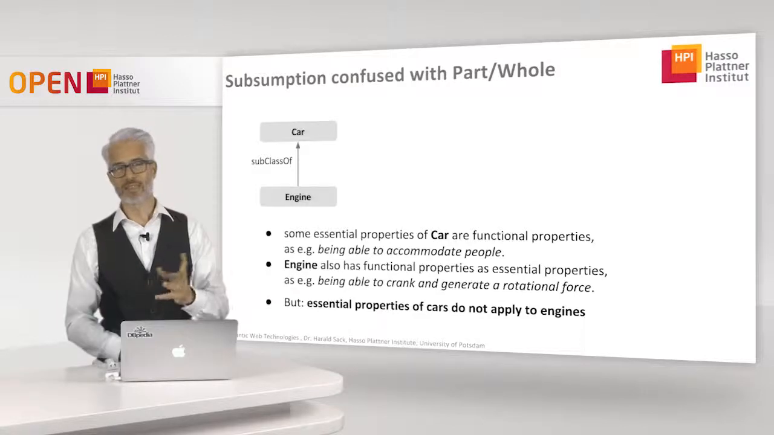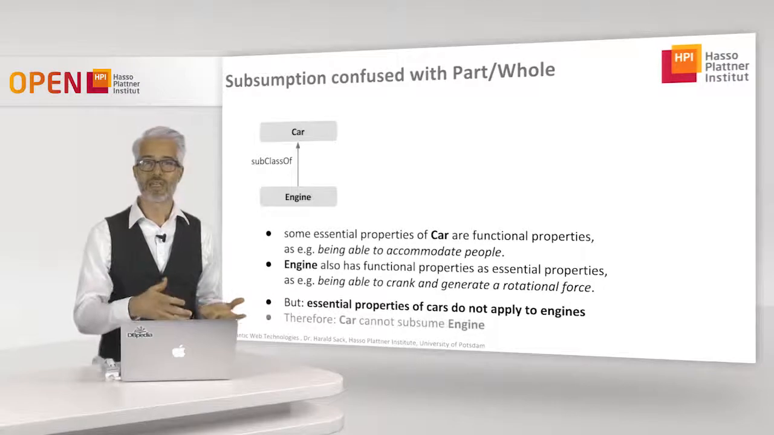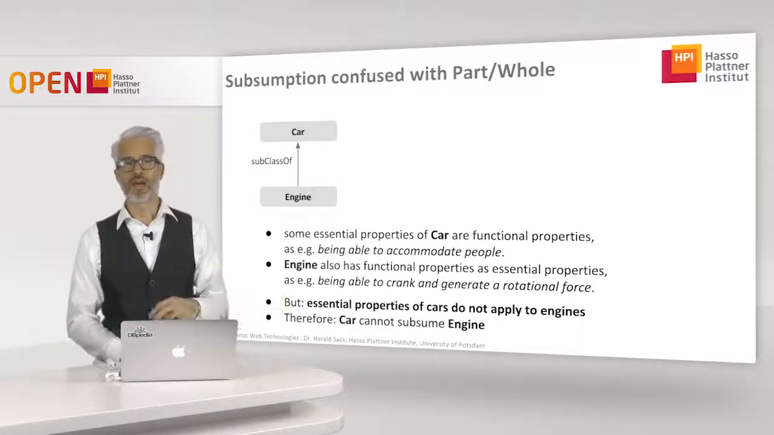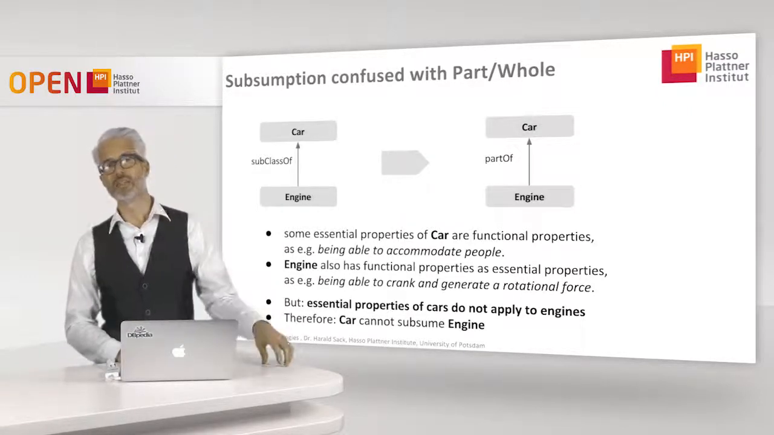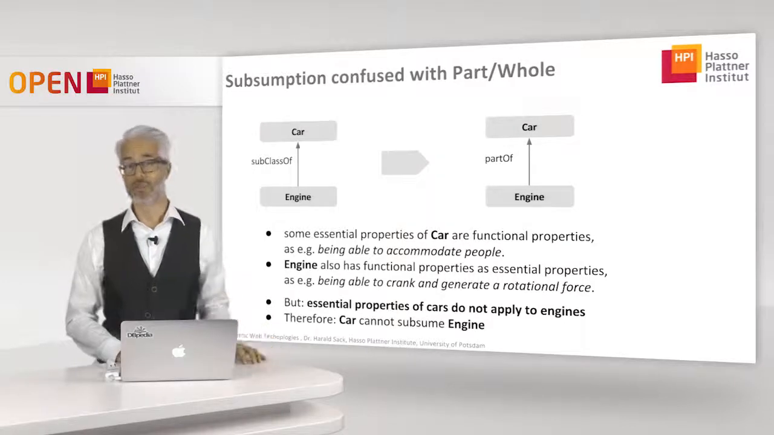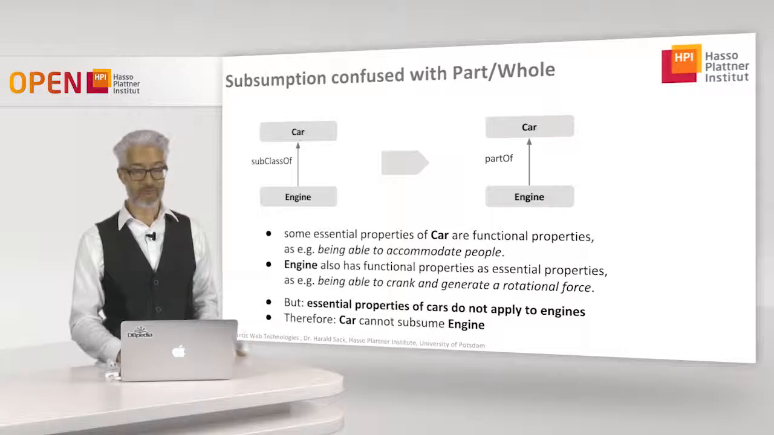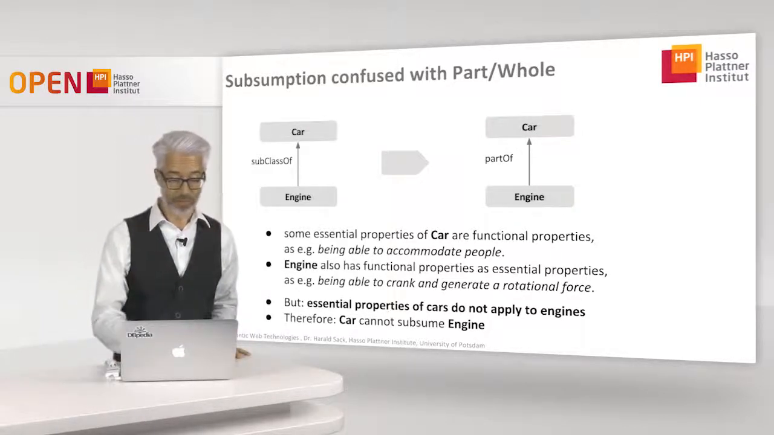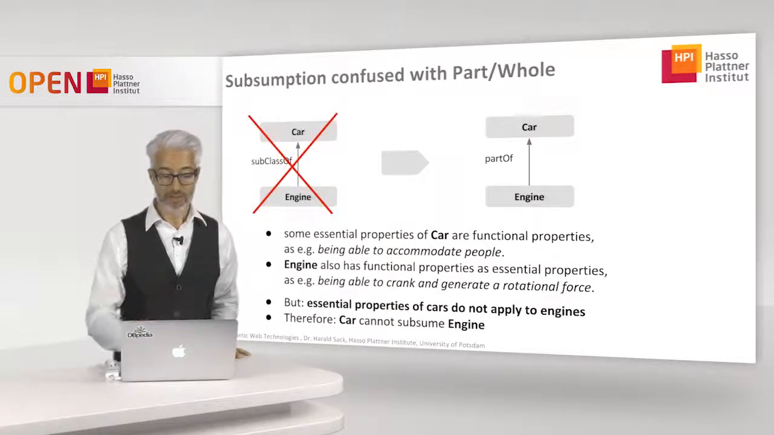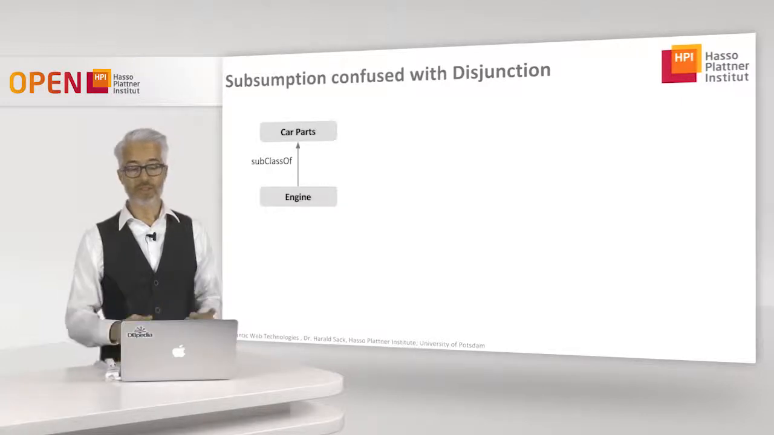Therefore, this is some kind of a modeling error, and you have to replace your taxonomic relationship with another relationship. Car cannot subsume engine. What you have to do here, for example, is say an engine is a part of your car, but not a subclass. Might be clear, but you will see in the course of the next 2 lectures that this might be again a problem. So this doesn't hold.